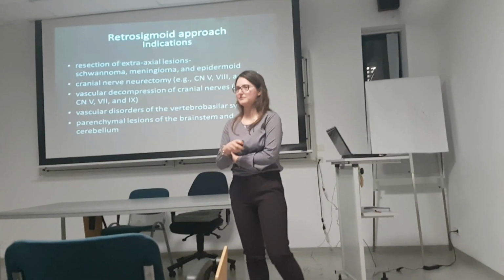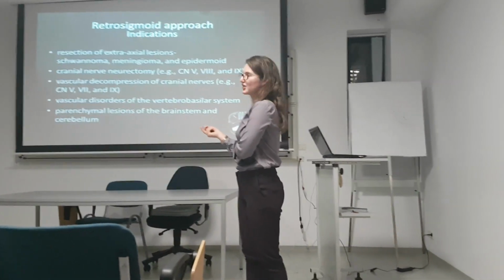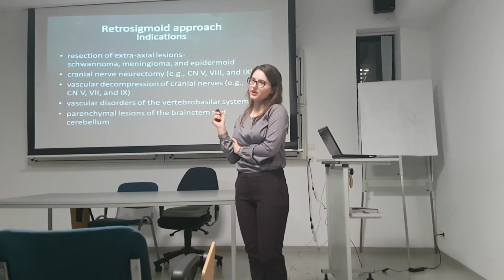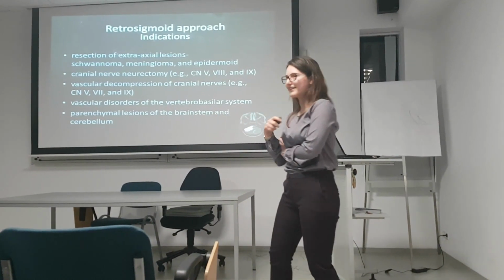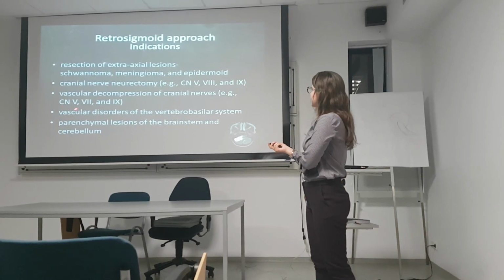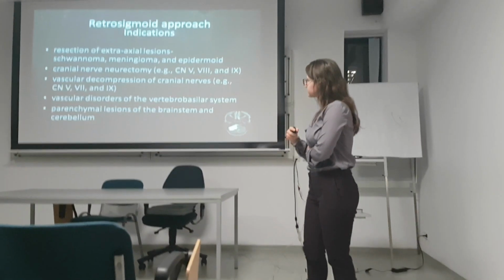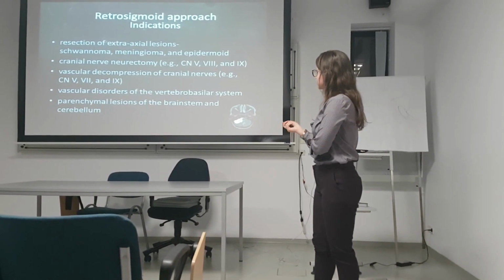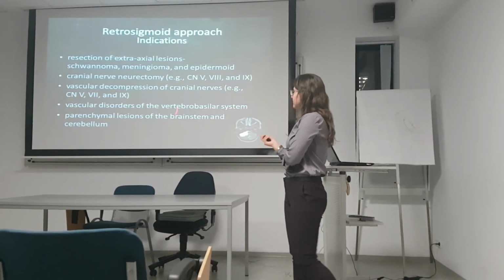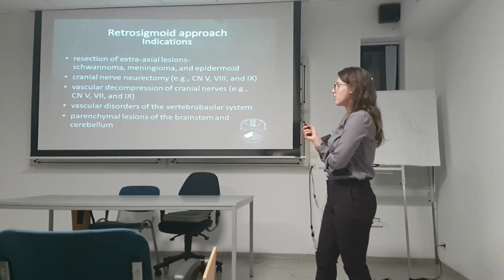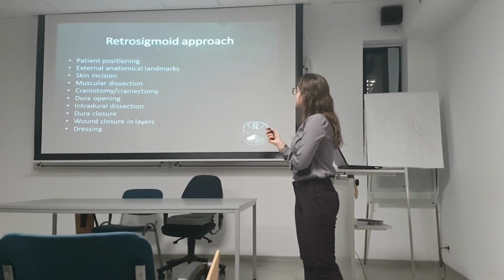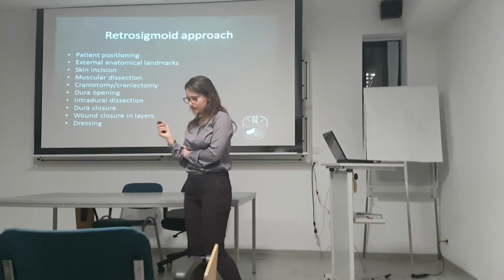It's unbearable. So it's much better to have a Jannetta decompression and allow the patient to have a normal life and not commit suicide. It's really bad. We can also alleviate vascular disorders of the vertebrobasilar system and approach parenchymal lesions of the brainstem or of the cerebellum. So, things we have to bear in mind, or steps of this approach.